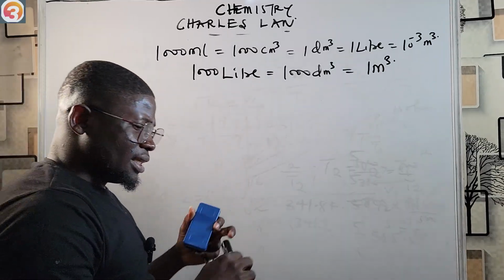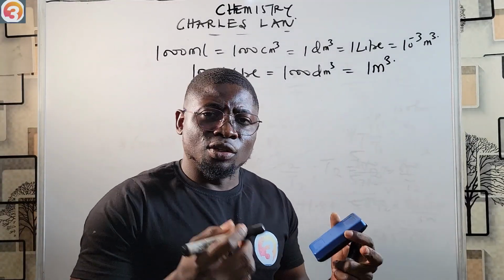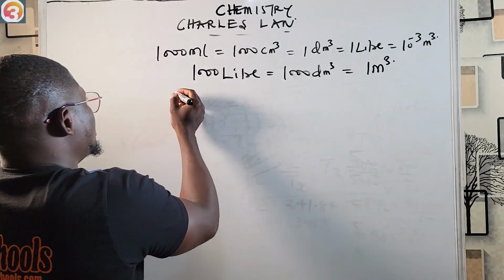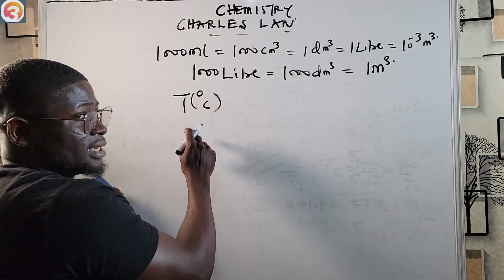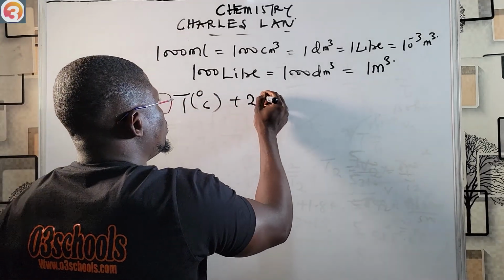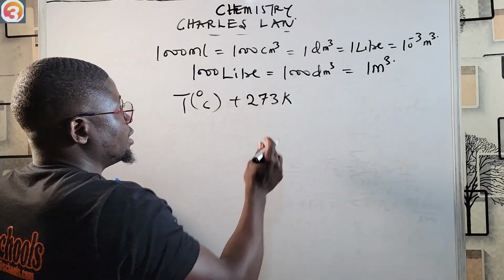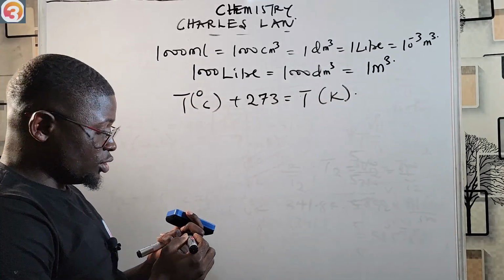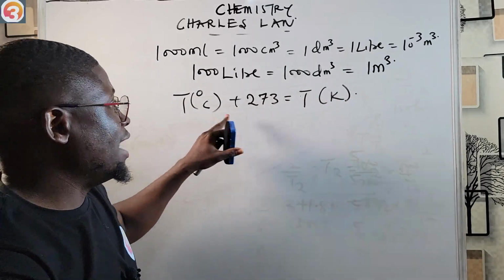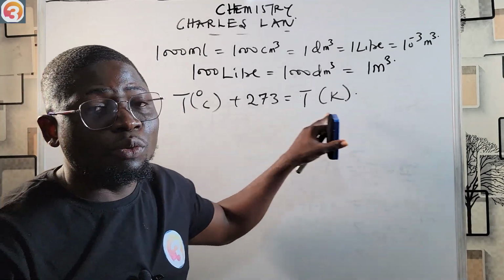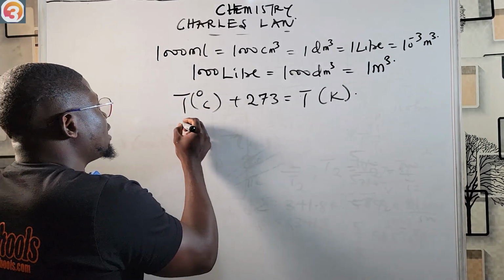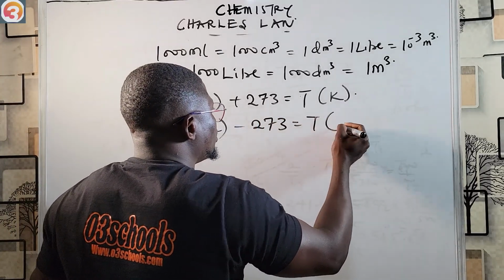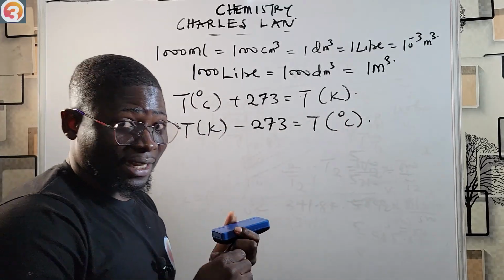Now, if I give you a unit in Kelvin, you want to convert to Celsius, what do you do? Subtract 273. So I will say that temperature in Celsius plus 273 is equal to temperature in Kelvin. You get me now? So if I give you temperature in Celsius and you are looking for the temperature in Kelvin, just simply add 273. If you know temperature in Kelvin, minus 273 will give us temperature in Celsius. All right, simple as ABC also.